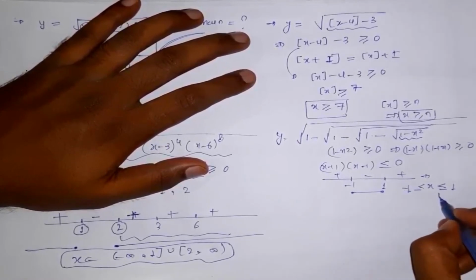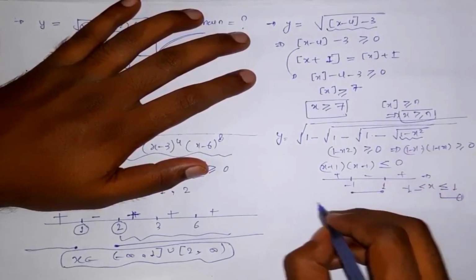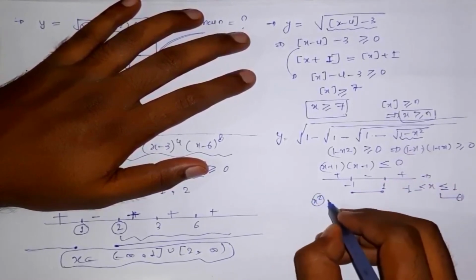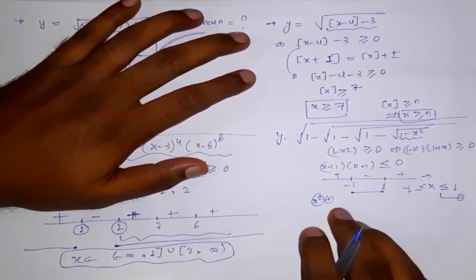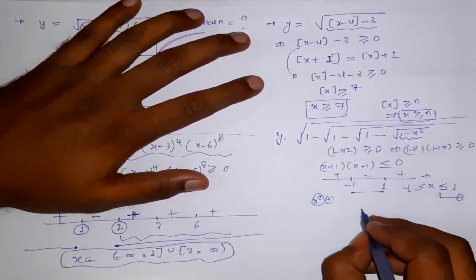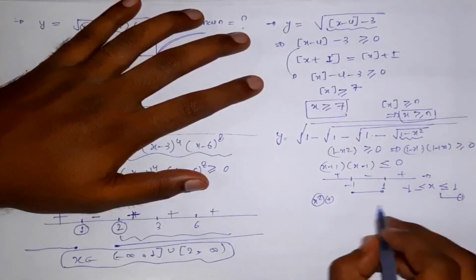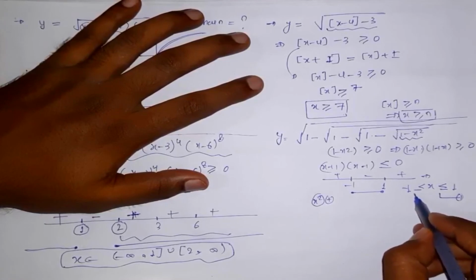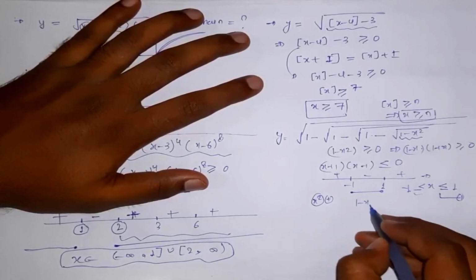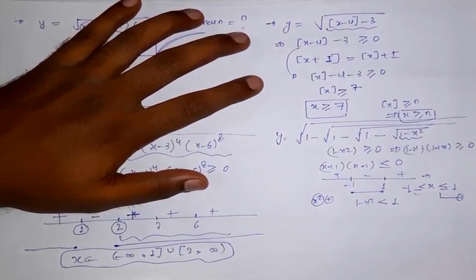Now I have calculated this portion for this. Now I know x square will always be positive, and x is lying in between minus 1 to 1. That means for each and every value of x in this domain, 1 minus x square will always be less than 1. Okay, I hope it is clear.